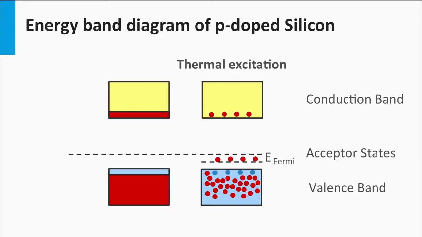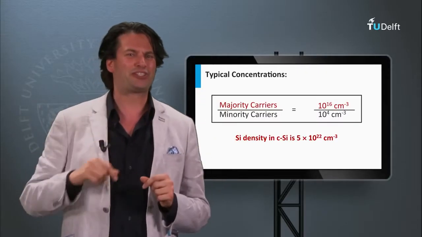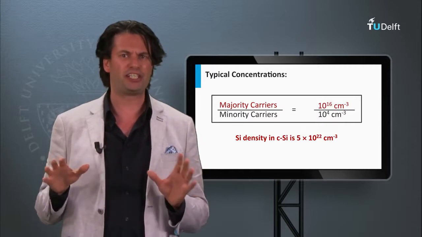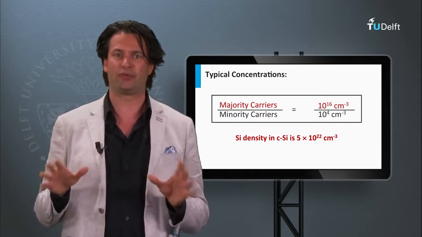As a result, we have more free mobile holes than mobile electrons in a p-type semiconductor. The electrons are the minority charge carriers, the holes are the majority charge carriers. As the holes are the majority charge carriers, the Fermi level will be closer to the valence band than to the conduction band. Let's get a feeling for the typical concentrations for majority and minority charge carriers in doped silicon networks in the dark.